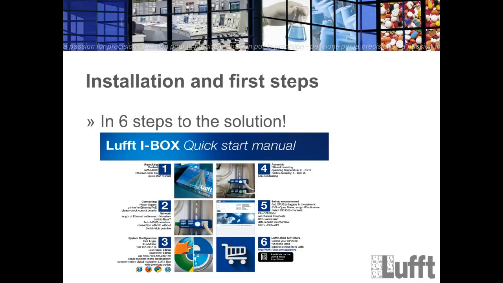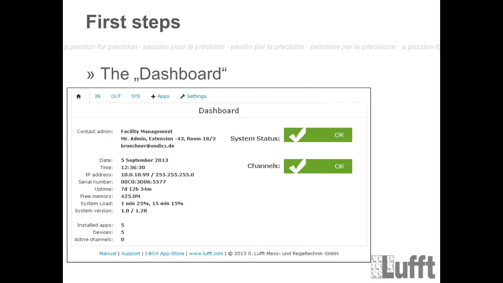Installation and first steps. So you saw the quick start menu, and this means that with this quick start menu we'll be able to do the installation within 6 steps. Anyway, during this webinar I will show you how to do that live. I will try to explain that with a live example here. At the end, if you enter the configuration menu of the Lufft I-BOX, you will start at the dashboard and it looks like that. I will show you that also live in a few minutes.